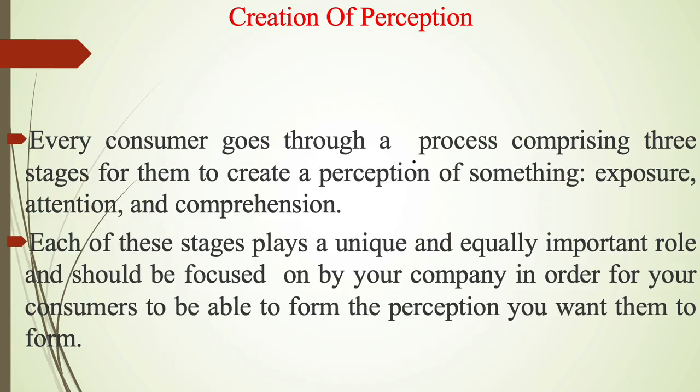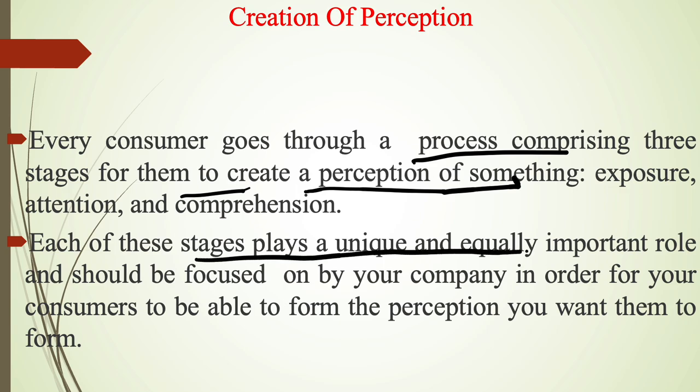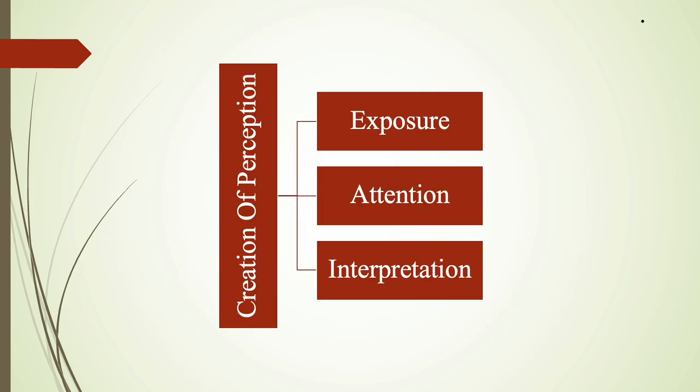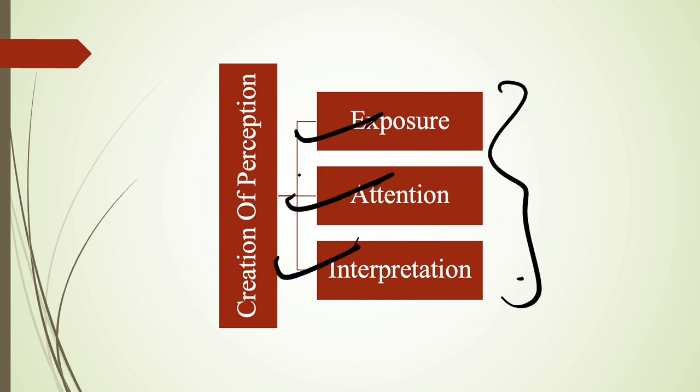Every consumer goes through a process comprising 3 stages to create a perception of something: exposure, attention, and comprehension. Each of these stages plays a unique and equally important role and should be focused on by your company in order for your customers or consumers to form the perception you want from them. So basically there are 3 stages of creation of perception, which are exposure, attention and interpretation. With the help of these stages, a consumer can perceive any object, be it a product or service. Now we will discuss each stage of creation of perception one by one in detail.